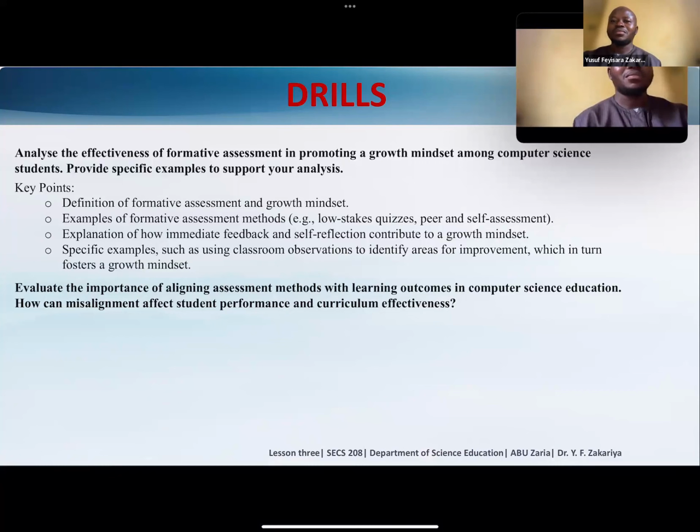So your assessment should be aligned with your learning outcome. That's what you are expected. You are expecting your students to learn by the end of the lesson. That's, I think, what I can say.